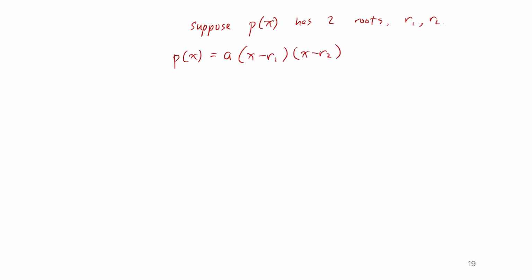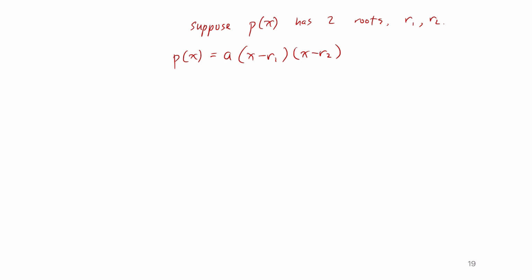Okay? And so what I'll say is, again, suppose p of x has two roots, r1 and r2. Okay, so I'll say p of x is a times x minus r1 and x minus r2. Okay, why does this make sense? Well, if I plug in p of r1, I get 0. Plug in p of r2, I also get 0.